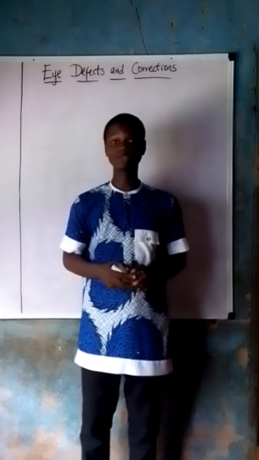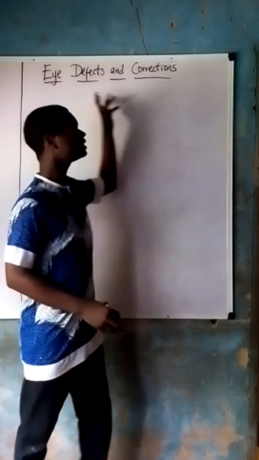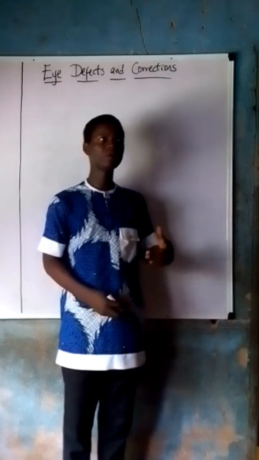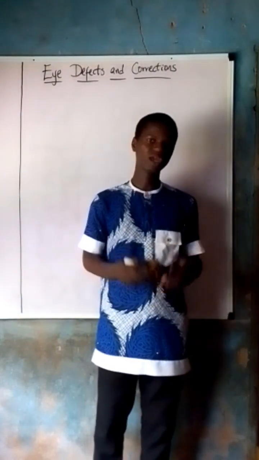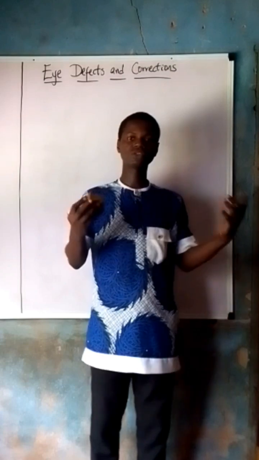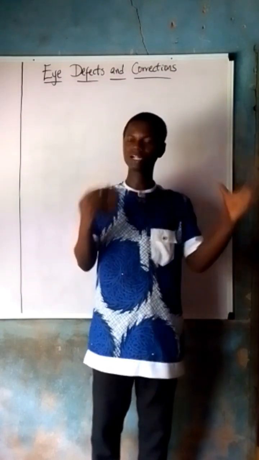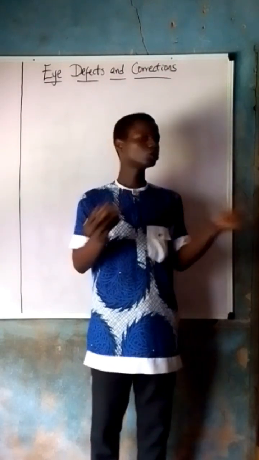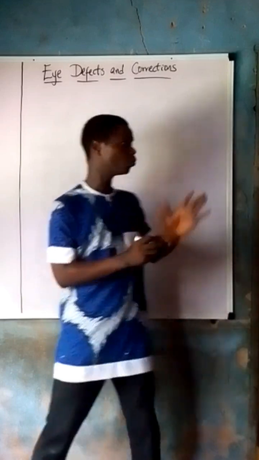In today's video lesson, we shall be learning about eye defects and corrections. We shall be looking at a number of eye defects and how they are corrected. This is under the topic or the branch of physics called optics, okay? So without wasting time, we'll be getting started with this.